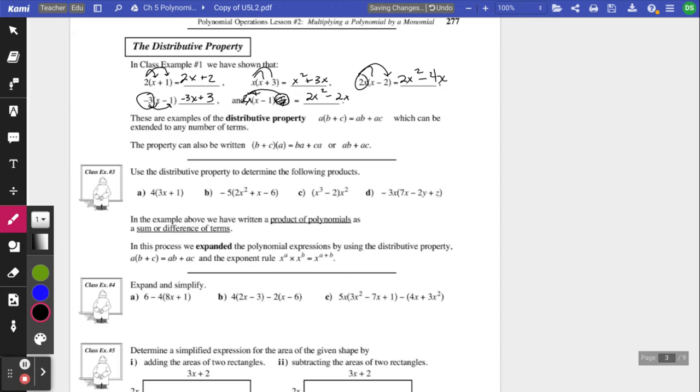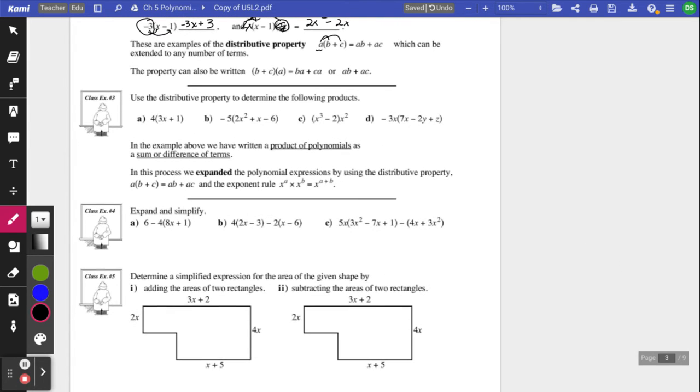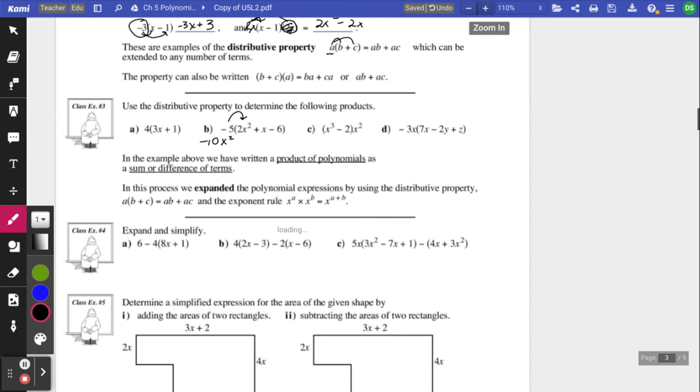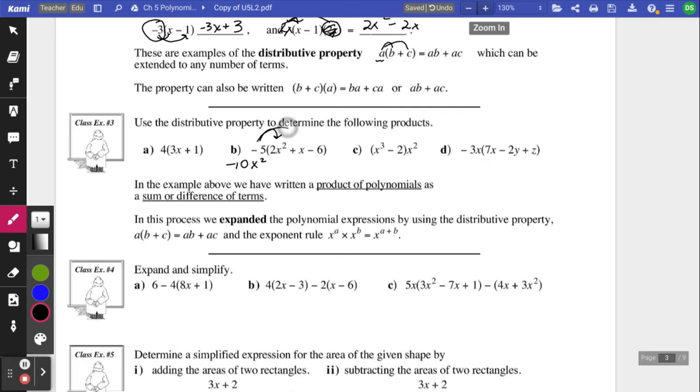Okay, talking about the distributive property. This a needs to be distributed or handed out or multiplied by both things. All right, so let's just do letter B here. Negative 5 in here, multiplying, becomes negative 10x squared. Just make this bigger for you. Then we're going to take negative 5 times the x. And last but not least, the negative 5 times a negative 6 is a positive 30.